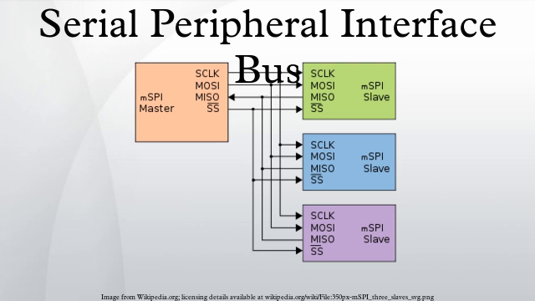At CPOL equals 1, the base value of the clock is 1. For CPHA equals 0, data are captured on the clock's falling edge and data is propagated on a rising edge. For CPHA equals 1, data are captured on the clock's rising edge and data is propagated on a falling edge.